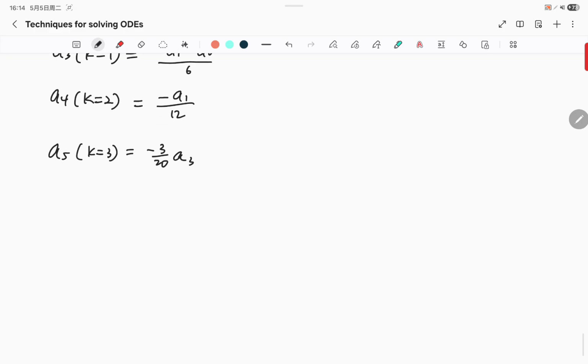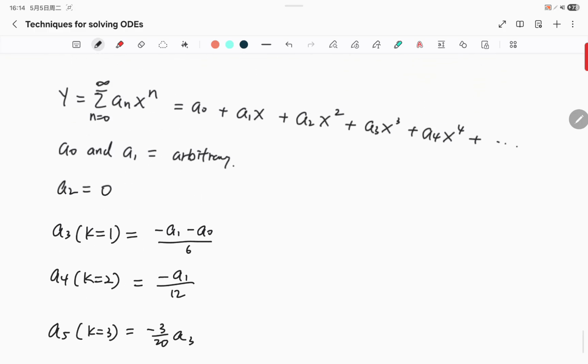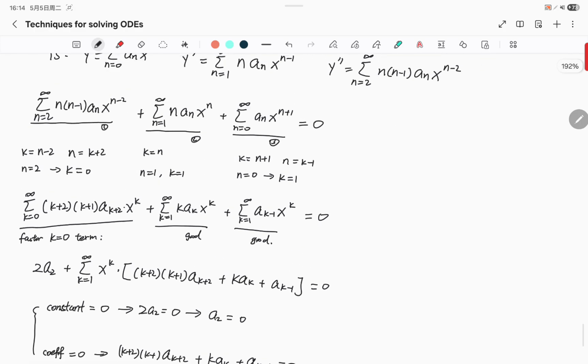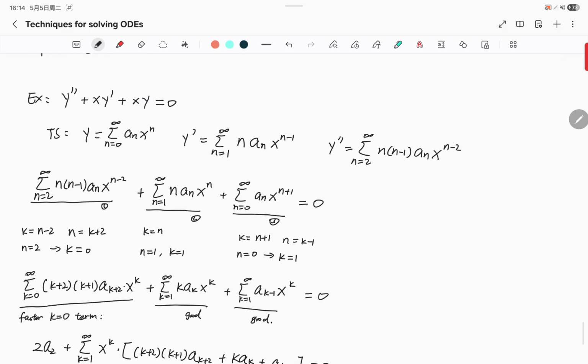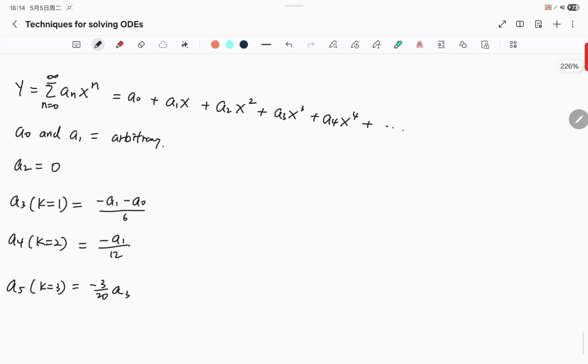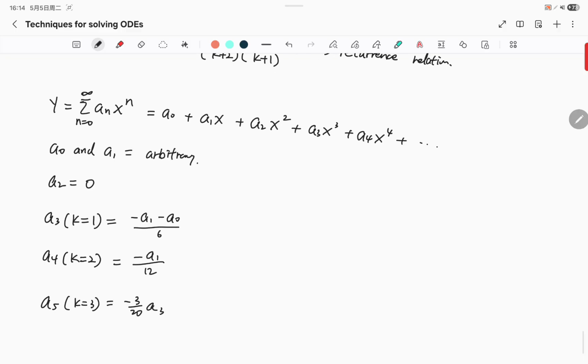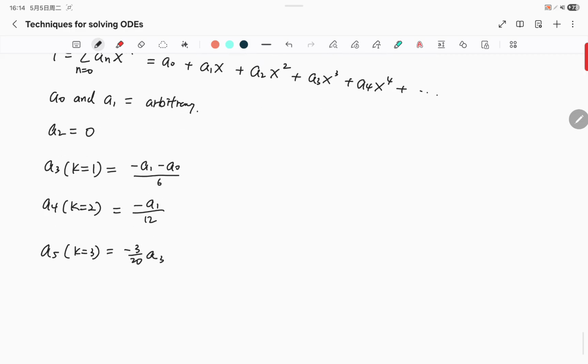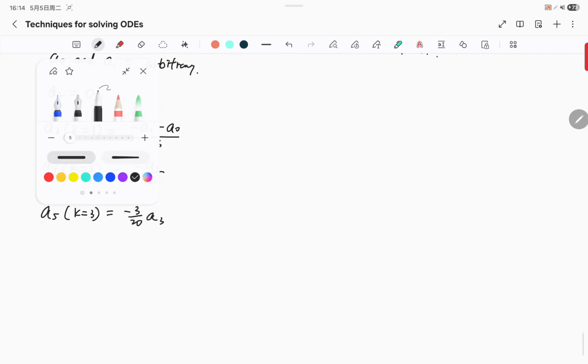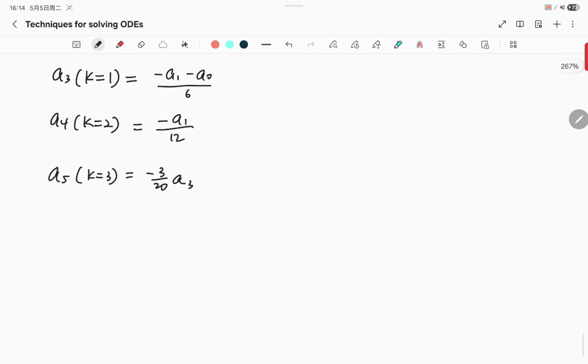Now let's do, I don't know how many we're gonna do. Usually this type of question asks for find me the first 8 non-zero terms. How many non-zero terms do we have? We have already 2 arbitrary. A3 is good. A4 is also good. A5 is also good. So we have 3 plus 2, 5 non-zero terms so far. Let's do more.